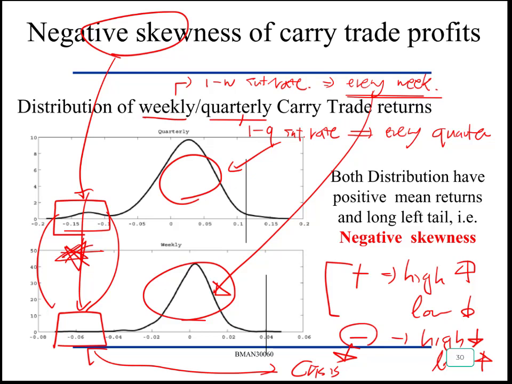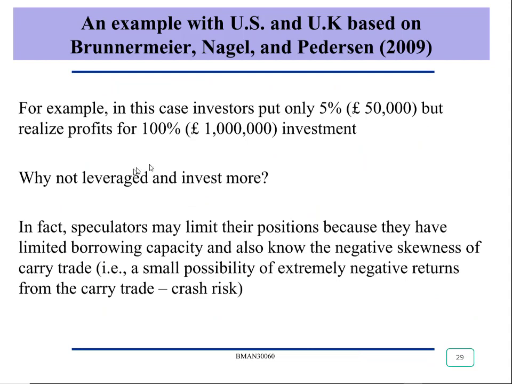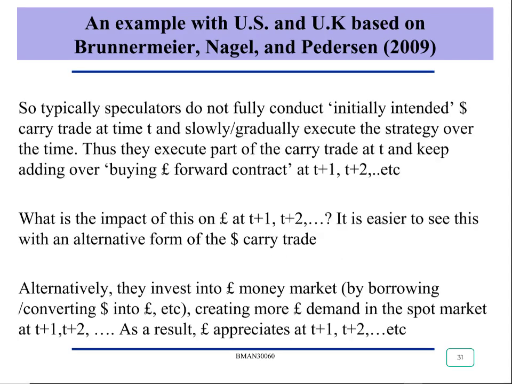Because speculators are worried about this crash risk, they tend to limit their carry trade positions. So again, why not leverage and invest more? Number one, they may not have enough collateral for their borrowing. And number two, because of this negative skewness, the small possibility of crash risk. So they claim that typically speculators do not fully conduct the initially intended dollar carry trade at time t. And they're gonna slowly and gradually execute this strategy over time.